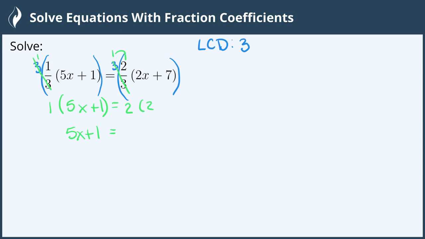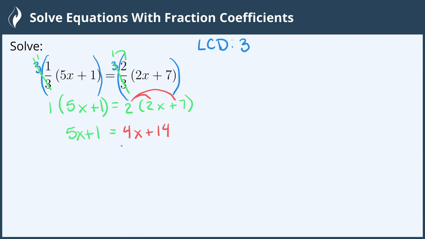So we will need to distribute on the right-hand side just a little bit. So we'll distribute the 2 into the two terms inside the parentheses, and we get 4x plus 14. Multiplying by the lowest common denominator sure sped up our process.